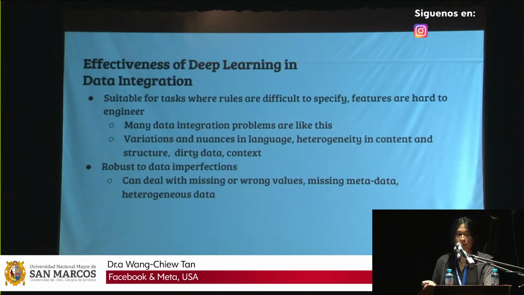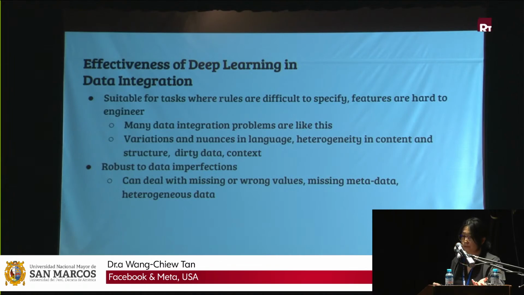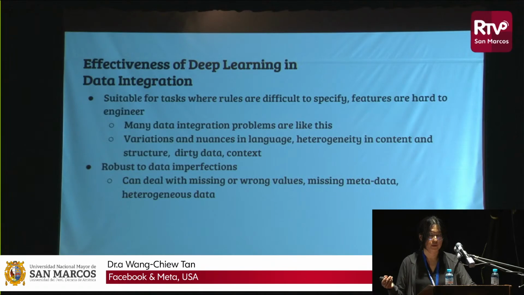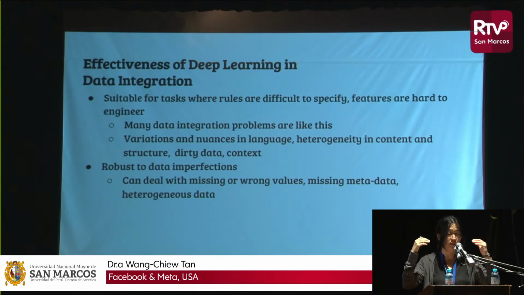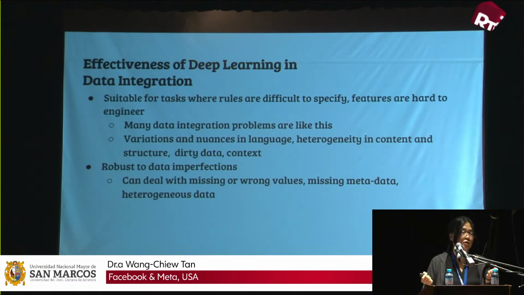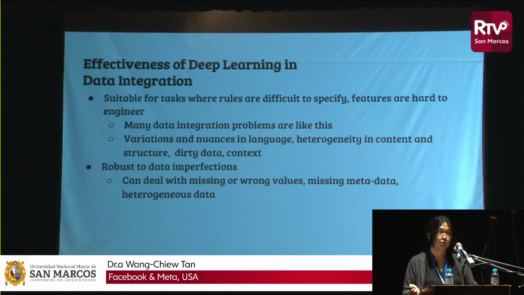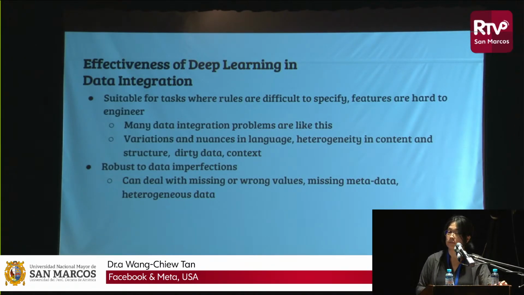There are a few reasons, I believe, why it's so successful. One being that deep learning techniques are very suitable for tasks where rules are difficult to specify and features are really hard to engineer. And this is the case for entity matching. You see that we, as humans, are using different rules for different pairs of records to decide whether each pair matches or not. Also, as you see, in some records, language does matter. And this is where the strength of all these language models comes in.